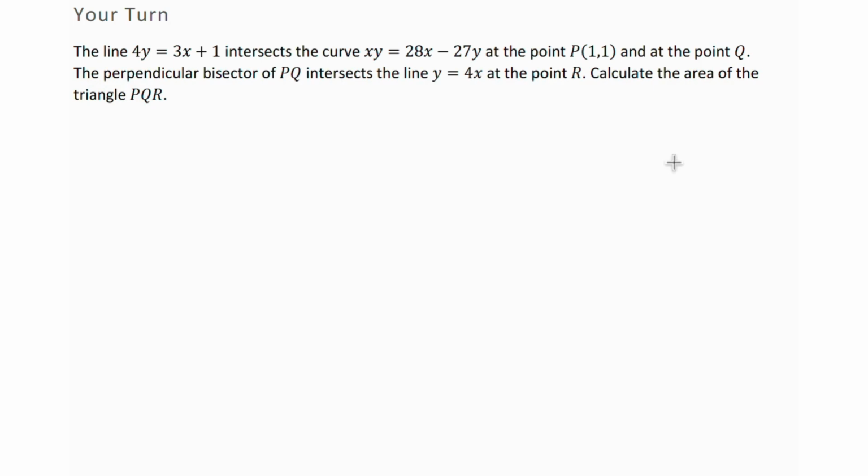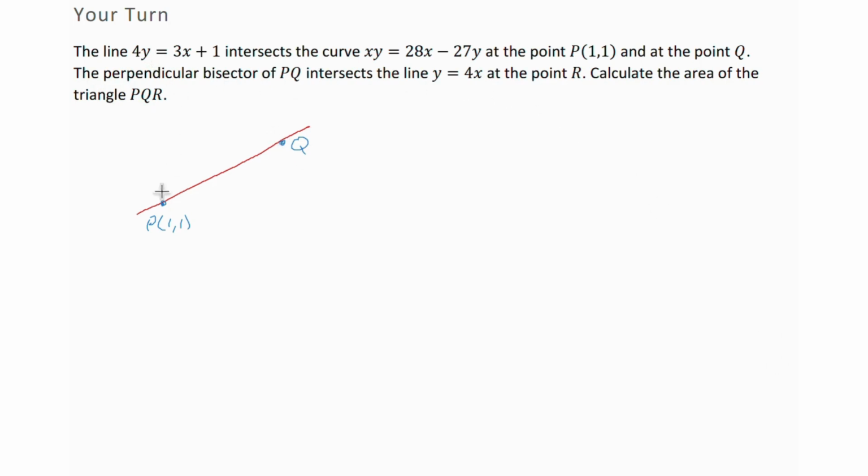So perhaps a diagram to visualize what's going on would be helpful here. We've got a line and a curve. We have no idea what this curve looks like, but what we do know is this line intersects that curve at 2 points. Let's say it intersects that curve at this point here, P, which we know has coordinates (1, 1), and Q, whose coordinates we don't know.